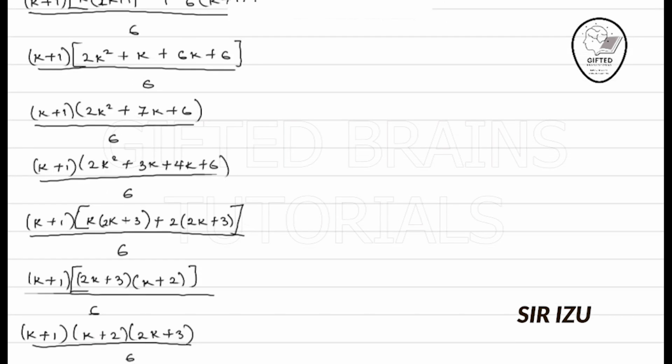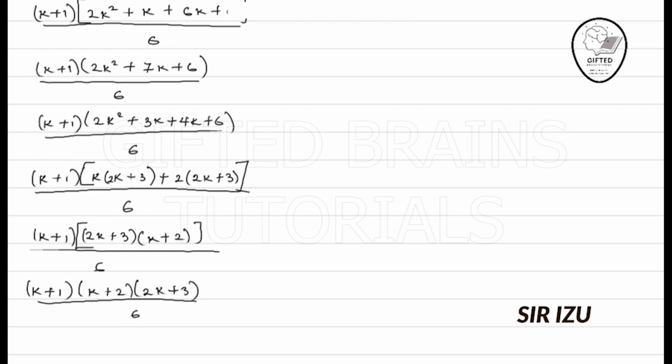So we've been able to prove. We just write proved. We've been able to prove that this is what we should have.